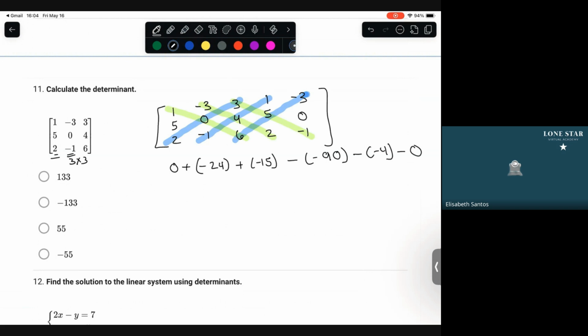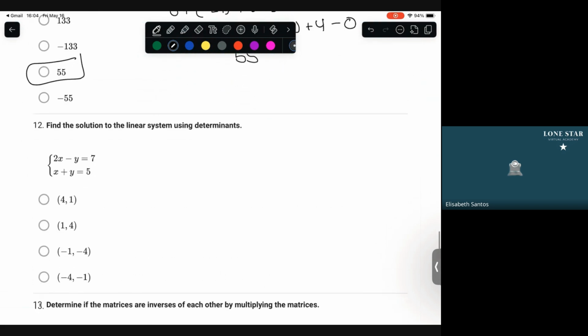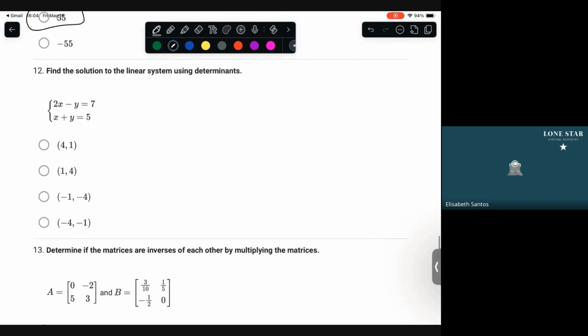Okay, so let's simplify this. Right, with 0 minus 24 minus 15 plus 90 plus 4. And then that's just minus 0. Okay, type that into a calculator and you should get 55. Okay, so 12.